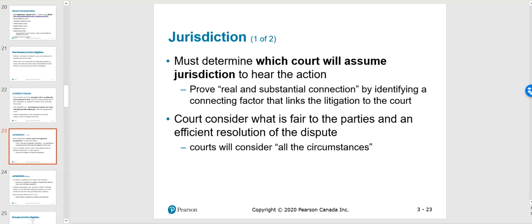There are exceptions to this. For example, land. Let's say you own land, a townhouse located in Manitoba. Even though you reside in BC, because your land is in Manitoba, if someone wants to sue you related to your land, your townhouse, not over other matters, but related to your land, then the Manitoba courts will have jurisdiction over that matter.